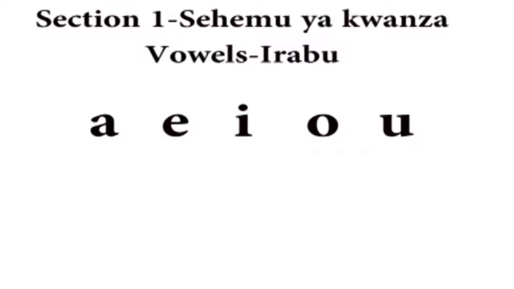Section 1. Sehemu ya kwanza. Vowels. Irabu. A, E, I, O, U.